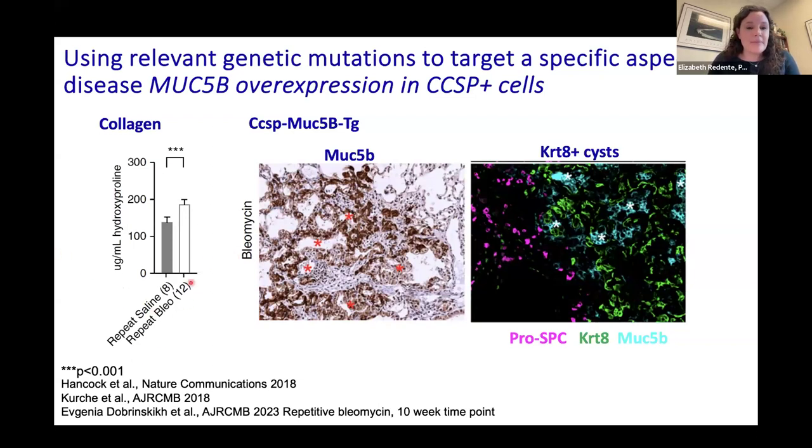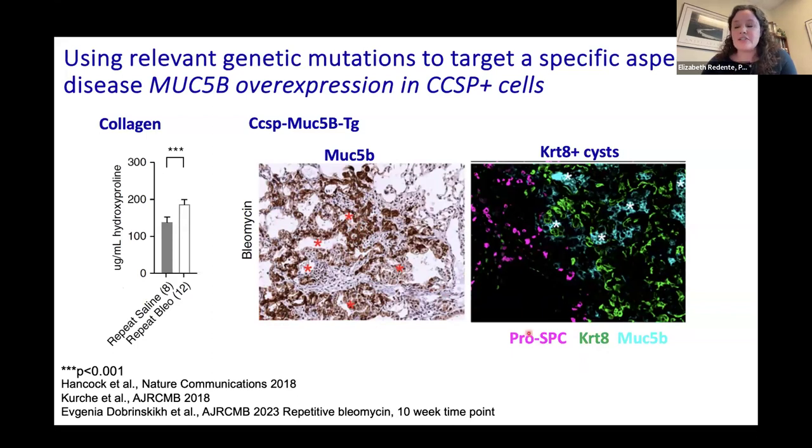And in these animals, they develop a robust fibrotic response. This is looking at hydroxyproline and collagen. And when we look at the histology, you can see that it looks quite different than that 3-week bleomycin data I showed you, where we start to see the formation of aberrant airway epithelium. Then these cells are MUC5B positive, again, reflective of the histology and pathology that is seen in patients. Additionally, with this model, the group sees the expansion of these KRT8 positive transitional epithelial cells that have again been shown to be prevalent in IPF lungs. And these are surrounding areas that are MUC5B positive.